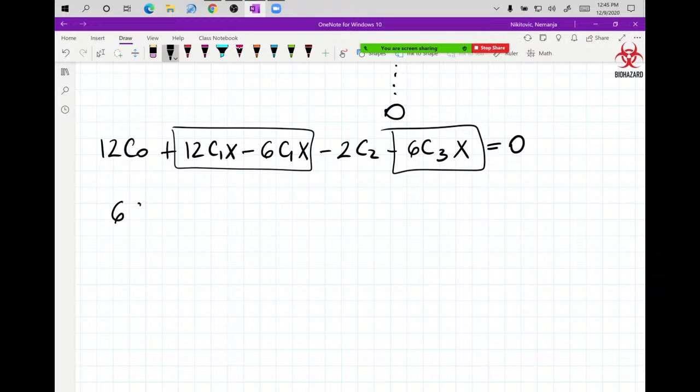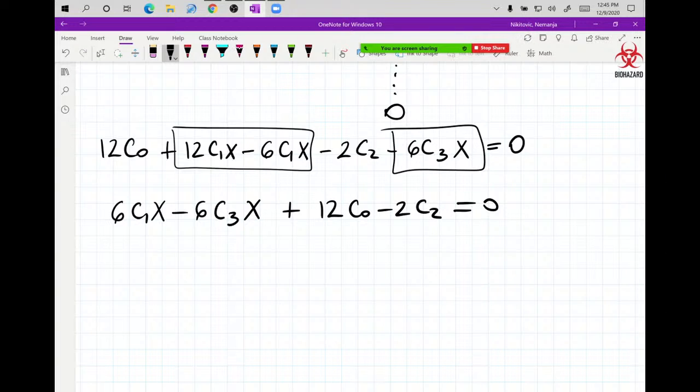So I have 6c1x minus 6c3x, and then plus 12c0 minus 2c2 equal to 0. Now this is 0x plus 0, if you want to write it that way.